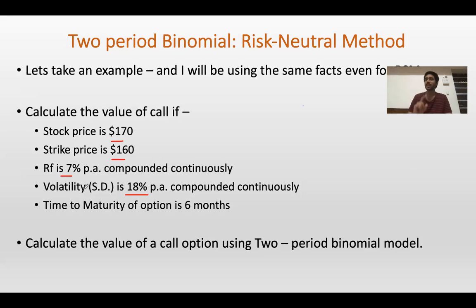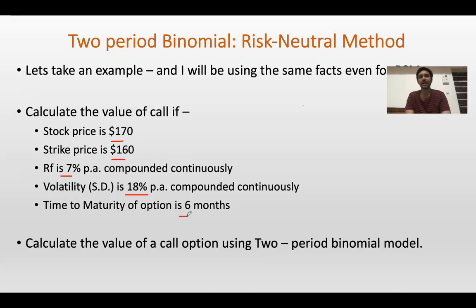And this volatility is nothing but the standard deviation of the underlying share's returns. You have a share, you calculate the returns of that share, and then you calculate the standard deviation on a per annum basis, so you have to annualize the standard deviation. On a per annum basis, it is 18% compounded continuously. And the time to maturity of the option is 6 months.